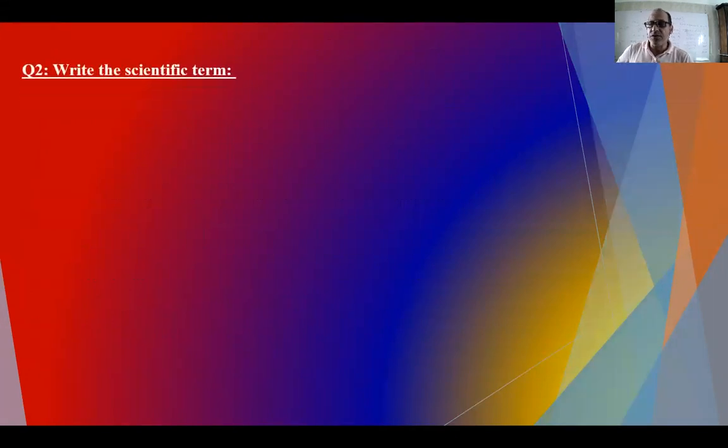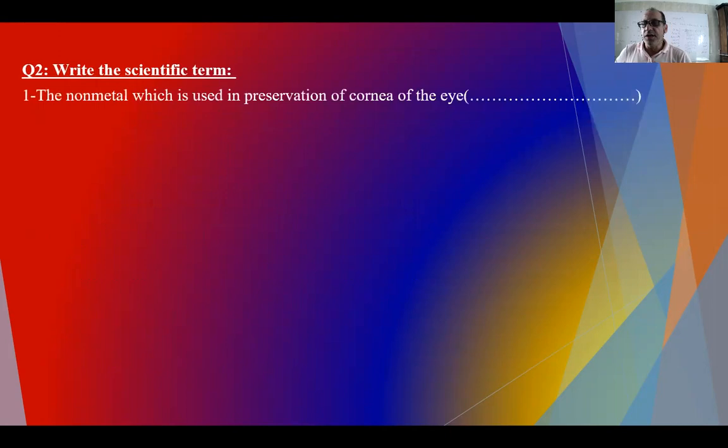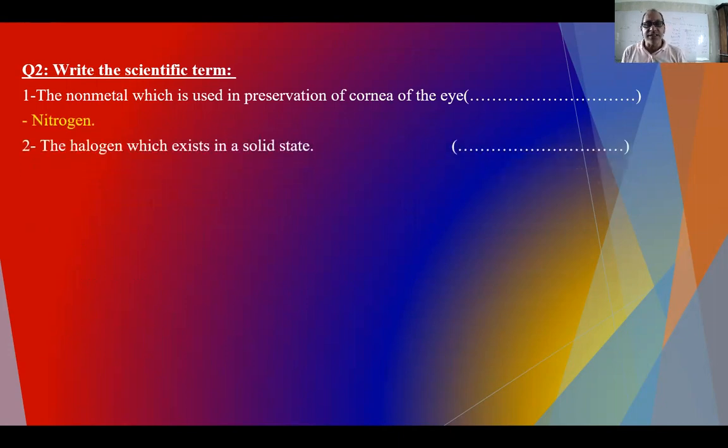Another type of question, write the scientific term. The non-metal which is used in preservation of eye cornea. It's nitrogen, liquefied nitrogen. The halogen which exists in solid state. Among the halogens we have 2 gases, fluorine and chlorine. And we have only bromine, which is a liquid, and the only solid here is iodine.